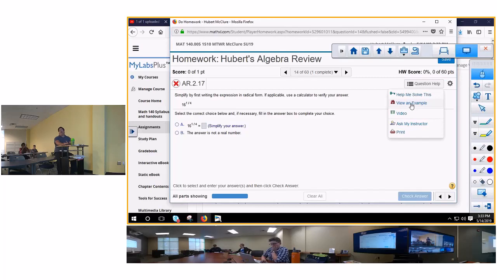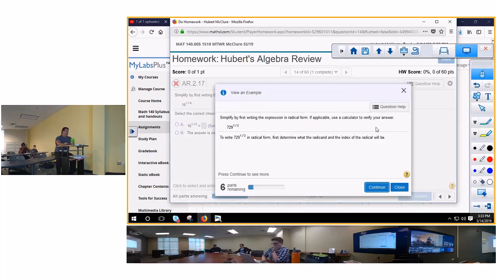When should you use View an Example? View an Example is when you're going over something that you can remember. Oh yeah, I know how to do that. I've got to rewrite that with a radical. Yeah, that's what we do here. And then you go through and do it. You don't ask any questions.